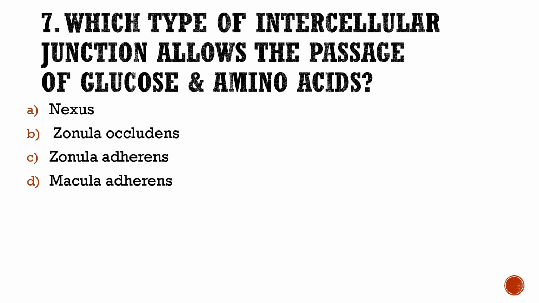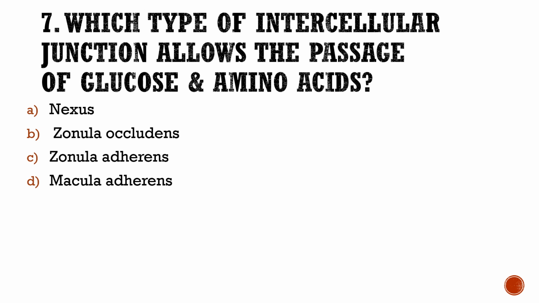Which type of intracellular junction allows passage of glucose and amino acids? So I know you know. So nexus, zonula occludens, zonula adherens, and macula adherens. So which is the answer? So nexus. You know the other name for gap junction is nexus. So gap junctions allow glucose and amino acids to pass easily. Zonula occludens is a barrier. Zonula adherens is a junction which provides a mechanical attachment to the tissues.